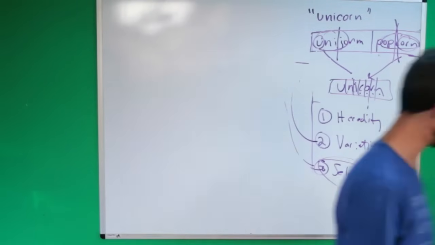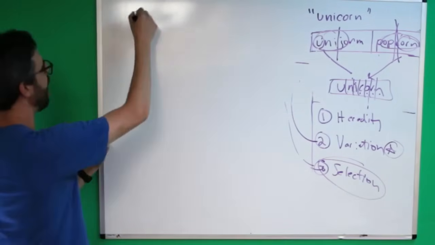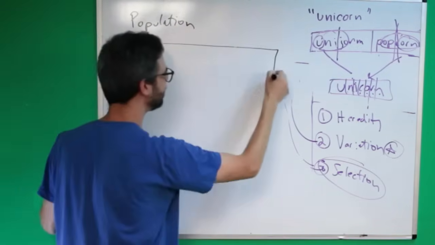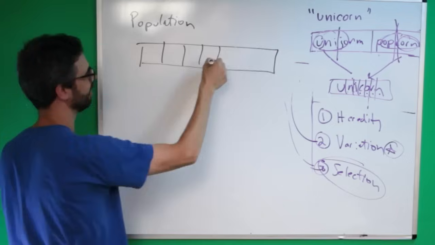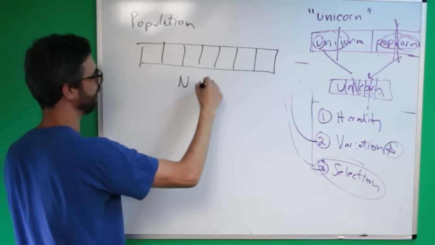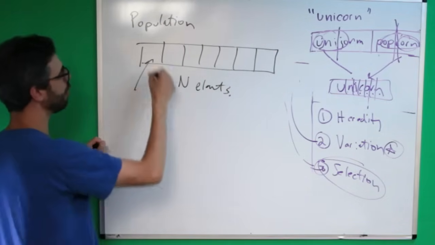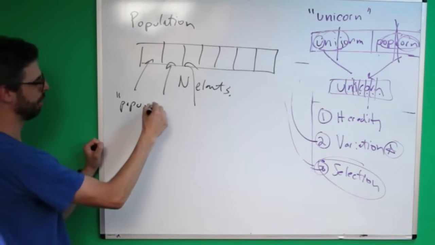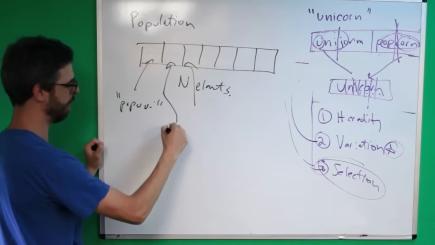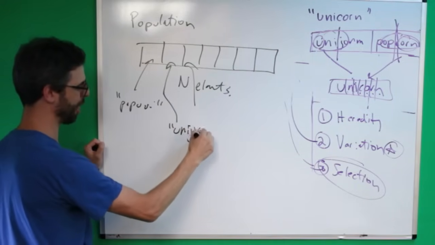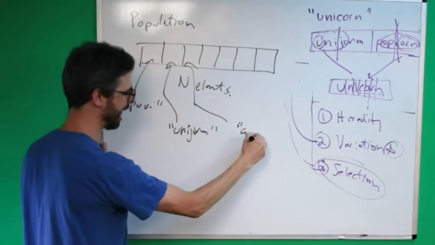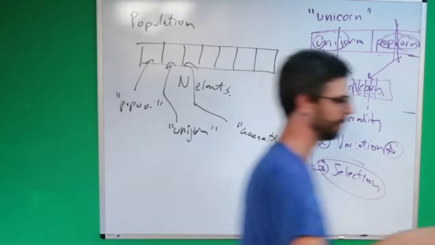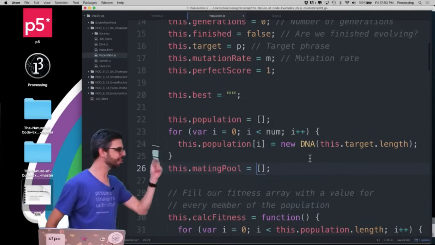Come over here for a second. The population object itself is just a big array of n elements, and each one of those elements is a random phrase. You know, popcorn, unicorn, whatever, these sort of weird nonsense phrases. Each one of the members of the population is a random phrase. But it's not just a string.